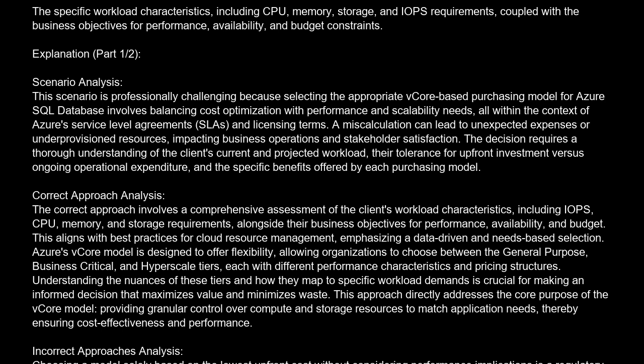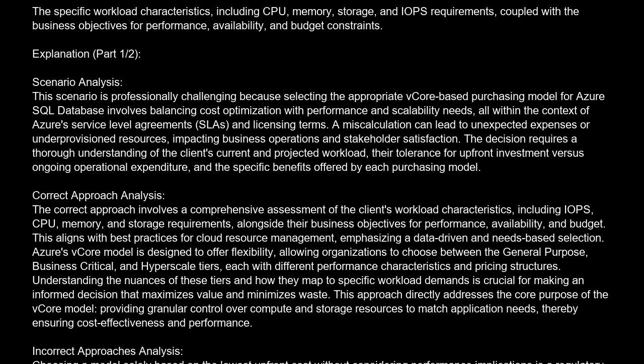Correct approach analysis. The correct approach involves a comprehensive assessment of the client's workload characteristics, including IOPS, CPU, memory, and storage requirements, alongside their business objectives for performance, availability, and budget. This aligns with best practices for cloud resource management, emphasizing a data-driven and needs-based selection. Azure's vCore model is designed to offer flexibility, allowing organizations to choose between the general purpose, business-critical, and hyperscale tiers, each with different performance characteristics and pricing structures.